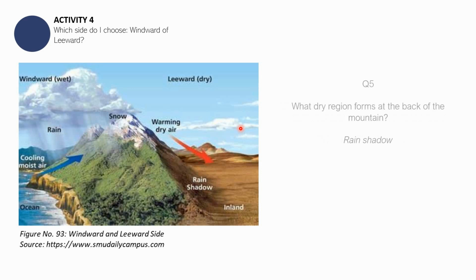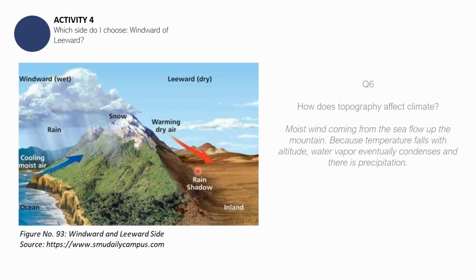Okay, question number 5. What dry region forms at the back of the mountain? Yung tawag dito is a rain shadow. Okay, this is a dry region. This is a very wet region, of course, dahil nga may precipitation. Pero itong region na to, na nasa mountain pa rin, pero sa likod siya, this is called a rain shadow.